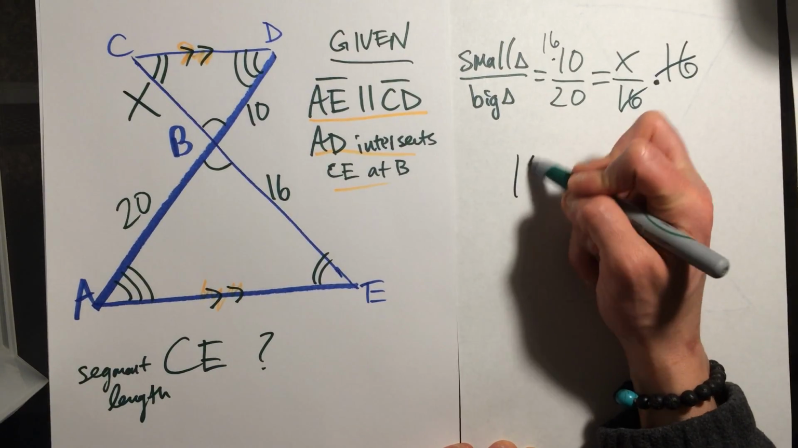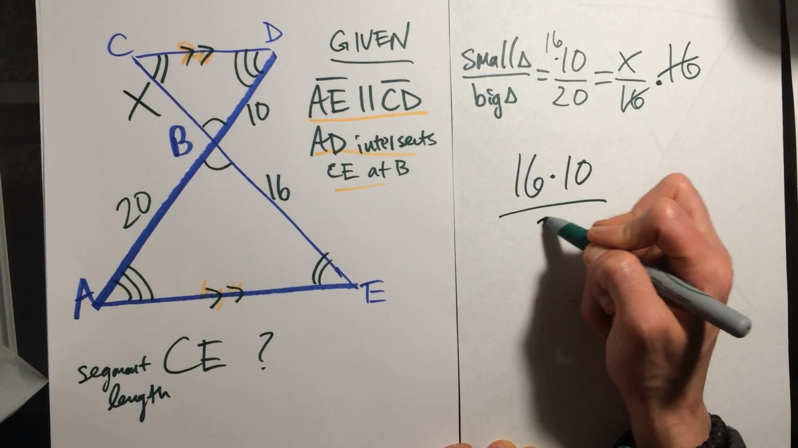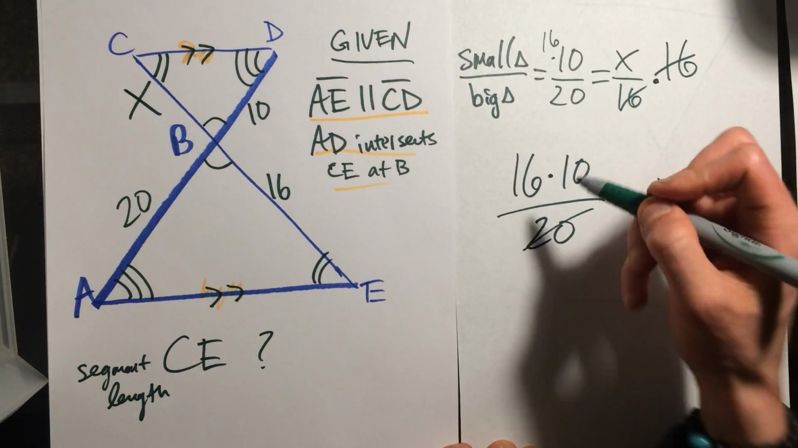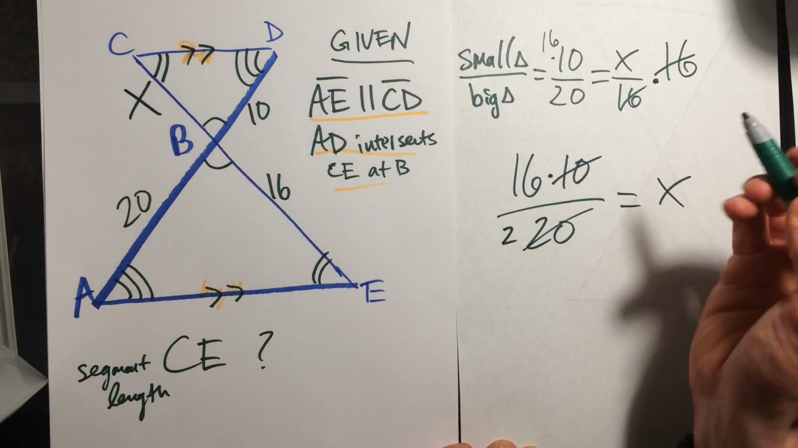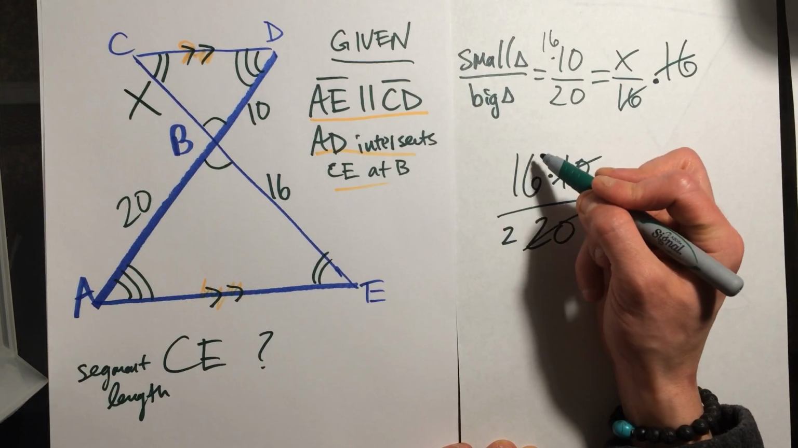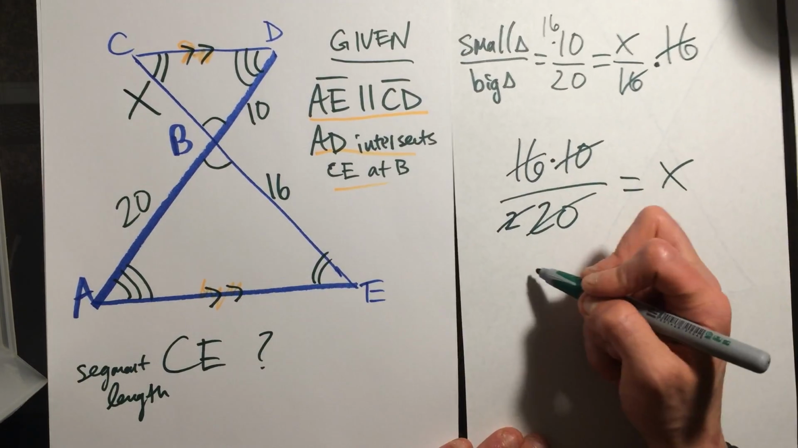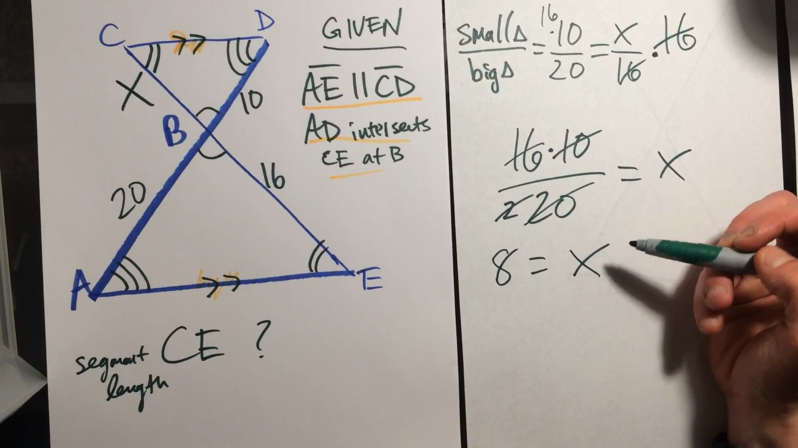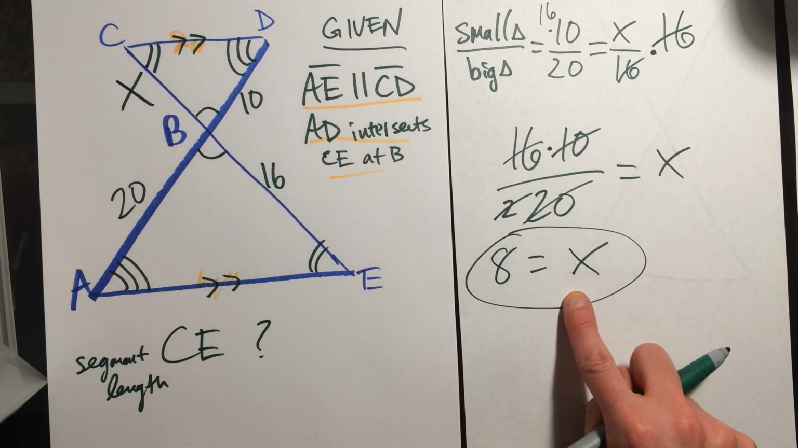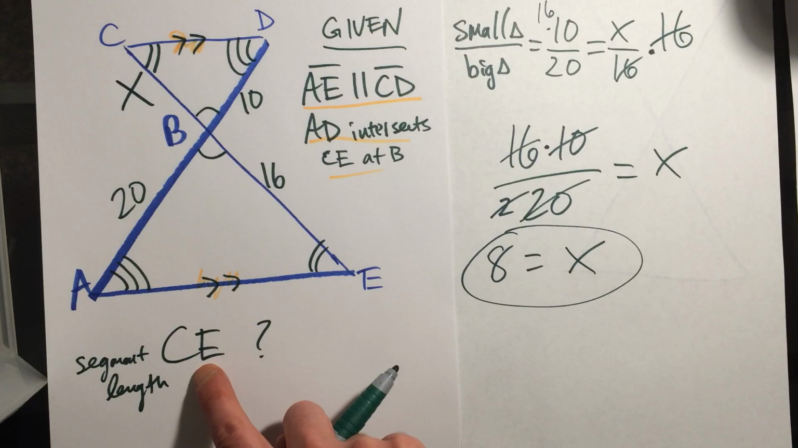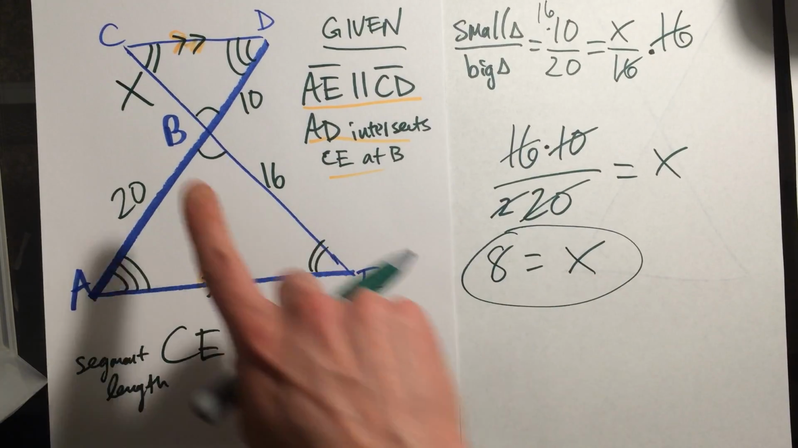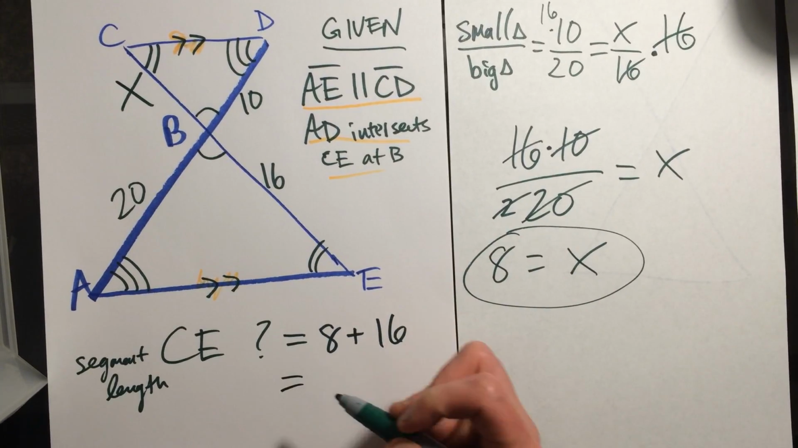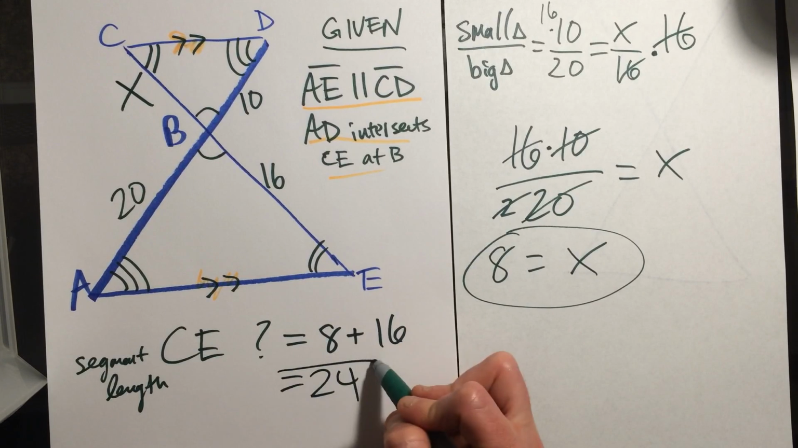So we know that 16 times 10 over 20 equals X. We'll cancel out, look at that, we'll get a 2. And then we cancel the 16 out with the 2, and we get an 8. So X equals 8. But wait, that's not all we wanted. We want the value of CE. So CE is going to be the value of X, which is 8, plus 16. Our value is going to be 24, the true answer they wanted.